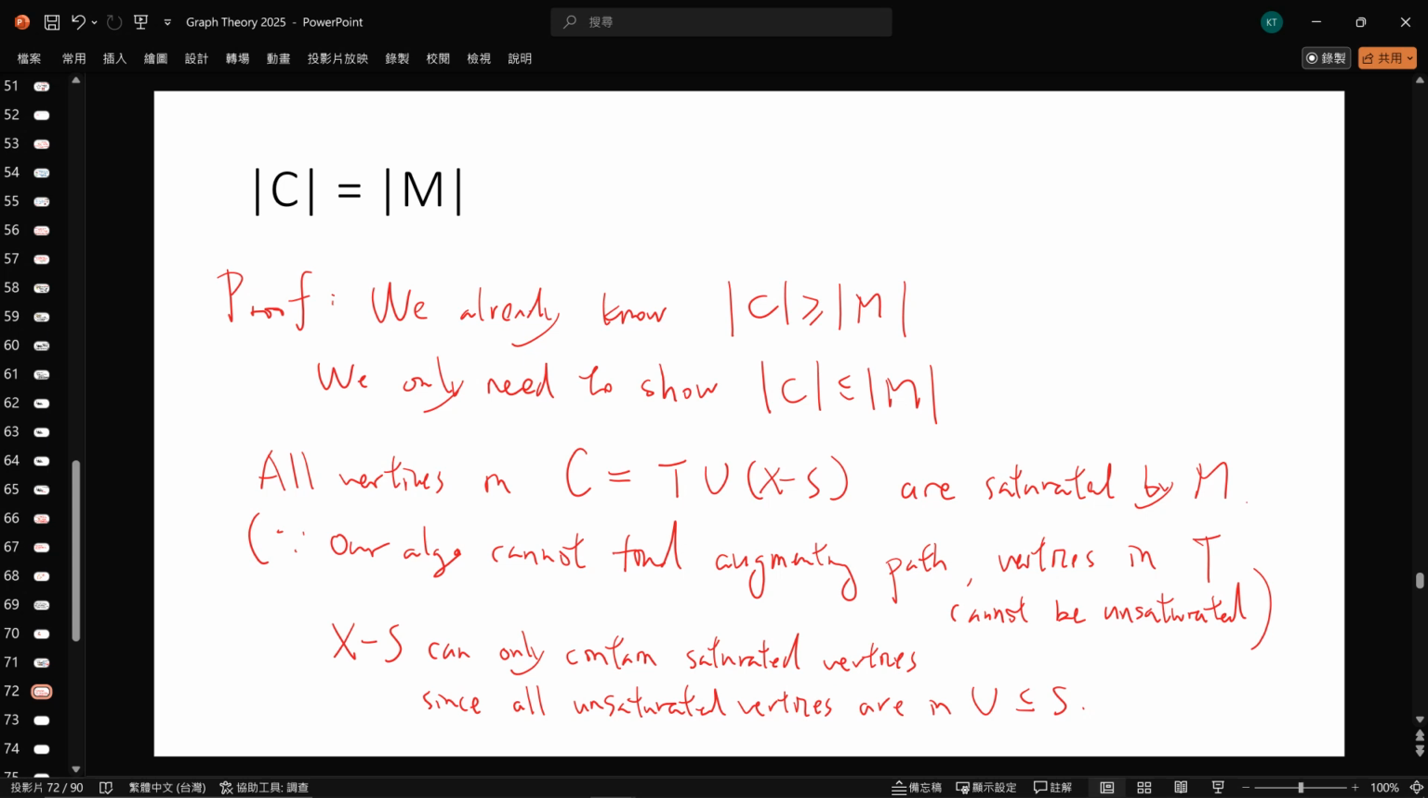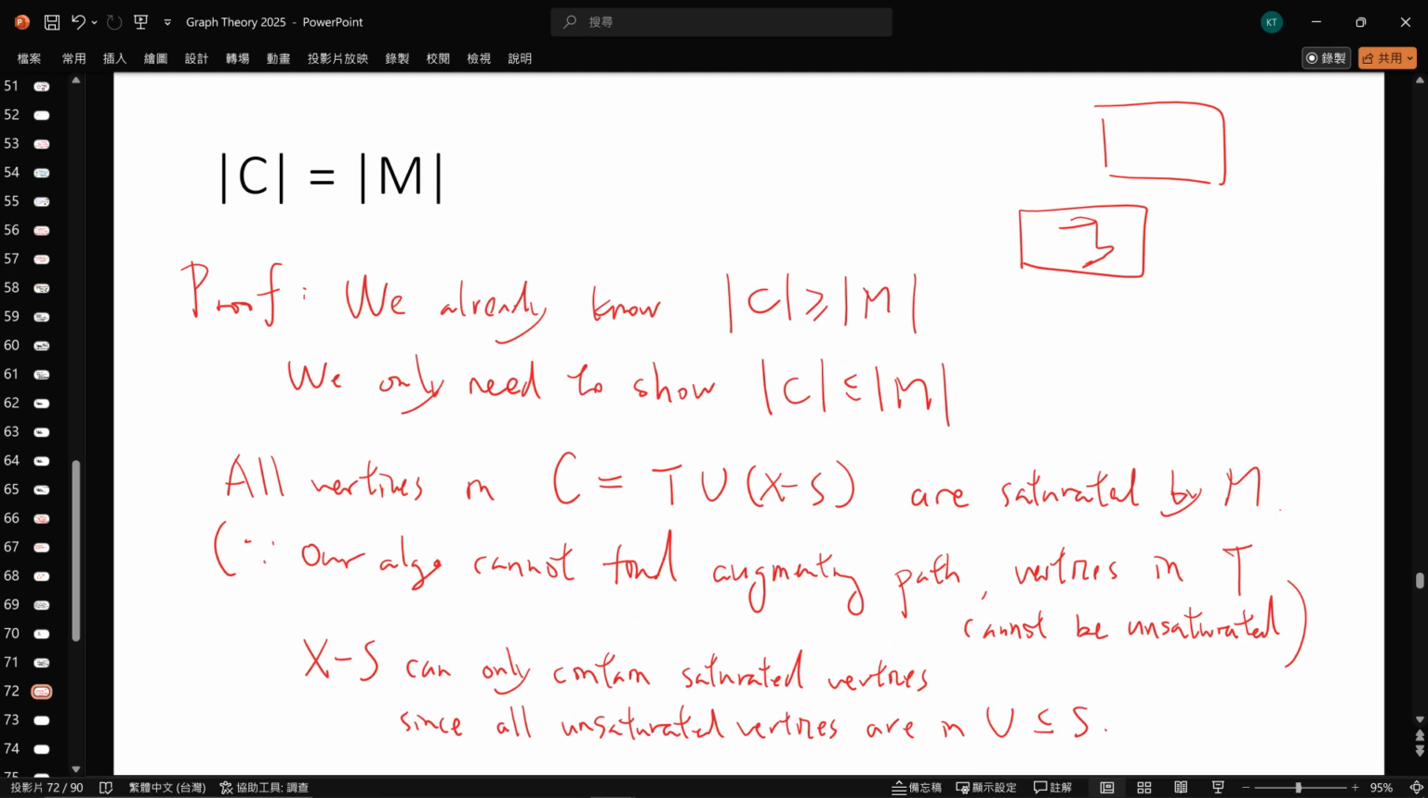Now, we only need to claim that they cannot be matched by the same edge in the matching. In other words, for all these vertices, they are incident to different edges in the matching. In other words, you cannot have edges like this. So this is T and this is X minus S. We know that they are saturated.